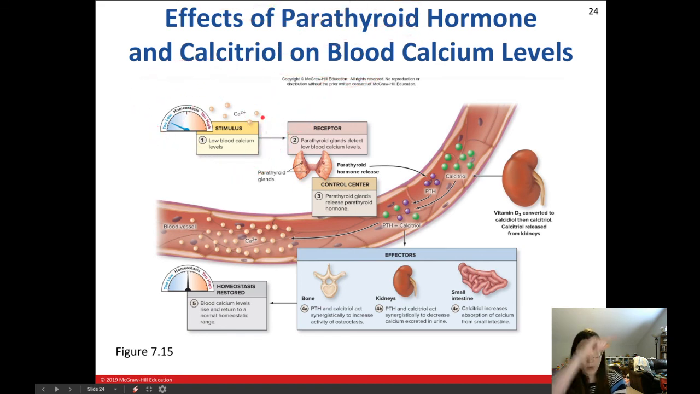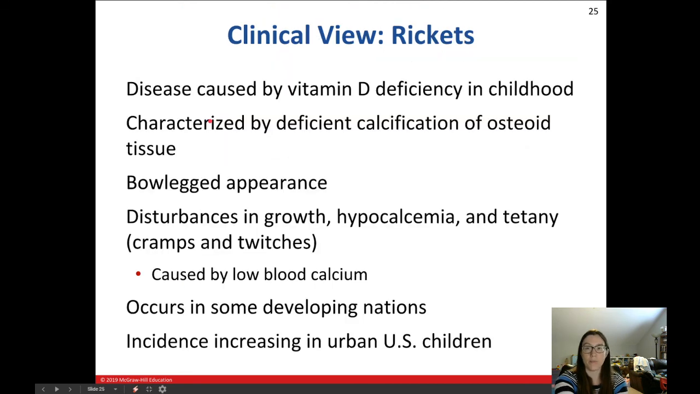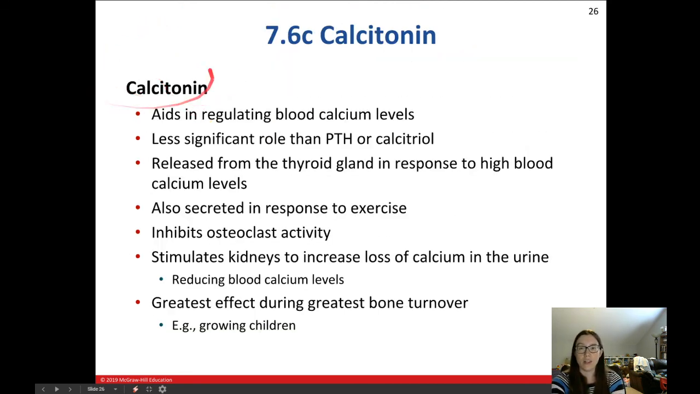But remember that anytime we have a negative feedback mechanism, we need a mechanism for our low blood calcium to get higher, to increase. But then we also need a mechanism if we have too high calcium for that to decrease. So we don't want low or high blood calcium. We want it to stay right at the set point. And so calcitonin is going to be another hormone that aids in regulating blood calcium levels. And this is something that's going to help us if our blood calcium levels get too high. It's not as significant as either PTH or calcitriol, but it is released from the thyroid gland. So not the parathyroid gland, but this bigger one.